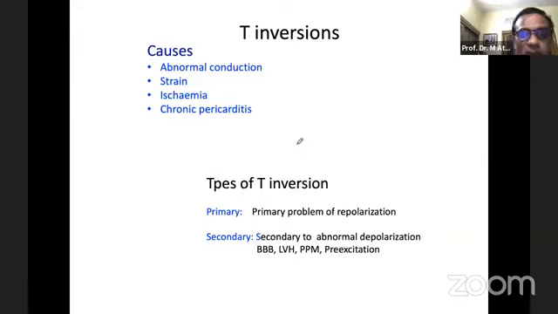So now the T inversions. There are some causes of abnormal T inversion, that is the causes of T inversion: abnormal conduction, strain, ischemia, and chronic pericarditis. These are the causes of the T inversion.